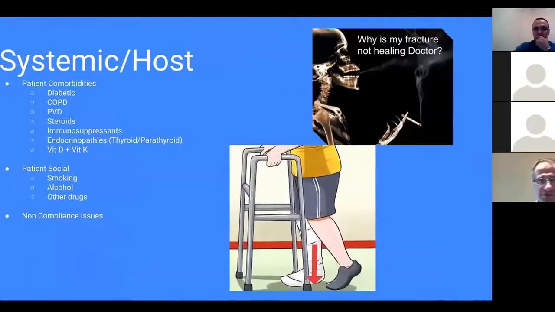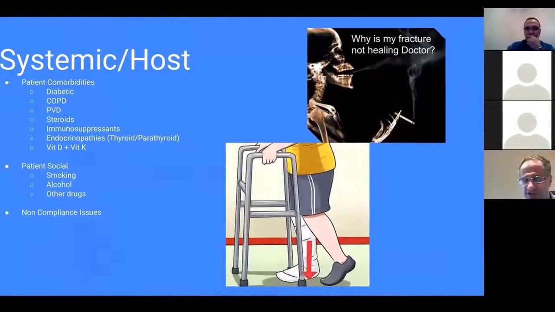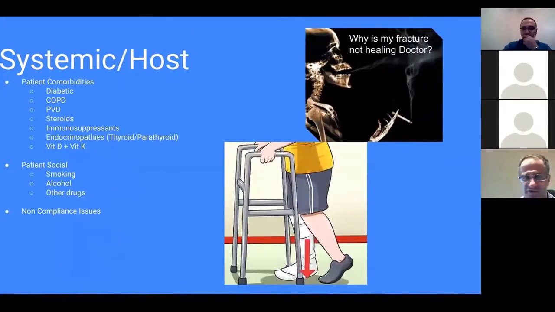Systemic issues includes patient comorbidities such as diabetes, COPD, peripheral vascular disease, steroid use, immunosuppressants, endocrinopathies with thyroid and parathyroid problems, and vitamin D and vitamin K. Remember, vitamin D on its own is not enough; a normal vitamin D on its own is not enough. Patient needs to have vitamin K to help them metabolize their vitamin D.